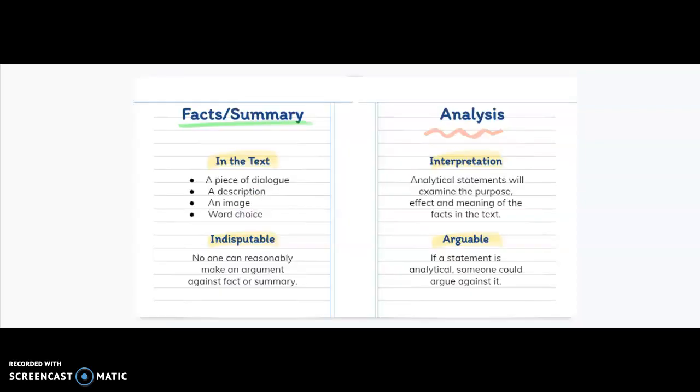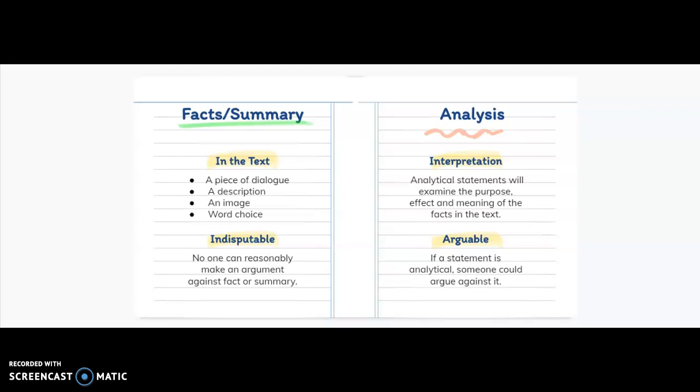So just to recap, you want to make sure that you are providing analysis and not facts or summary. You will use the facts in order to interpret them, but you don't want to only provide facts and summary because that's not an analysis. The facts you will find in the text could be dialogue, description, word choice, and nobody could reasonably make an argument against facts or summary. Analysis is what you're after.